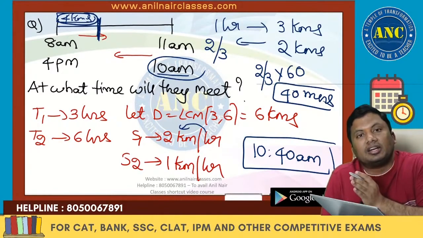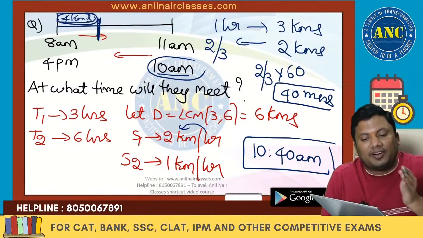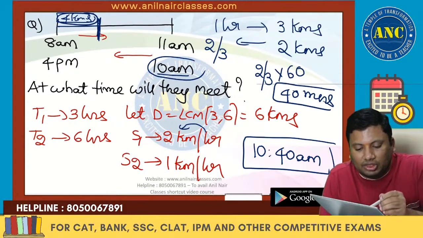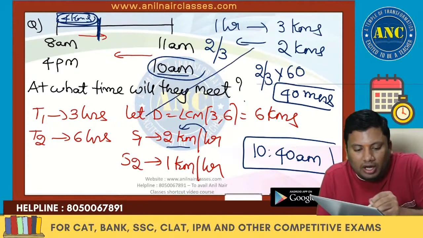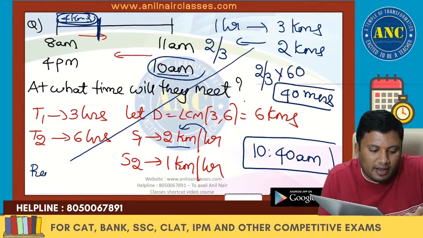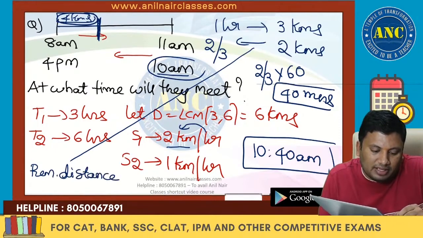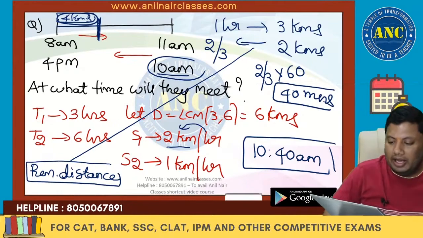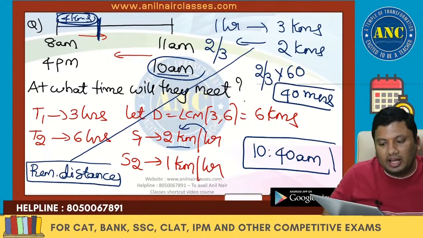When the second train started at 10 a.m., the first train traveled for 2 hours. Traveled for 2 hours is nothing but 4. The only difference, Manoj, is that here we will take the remaining distance.